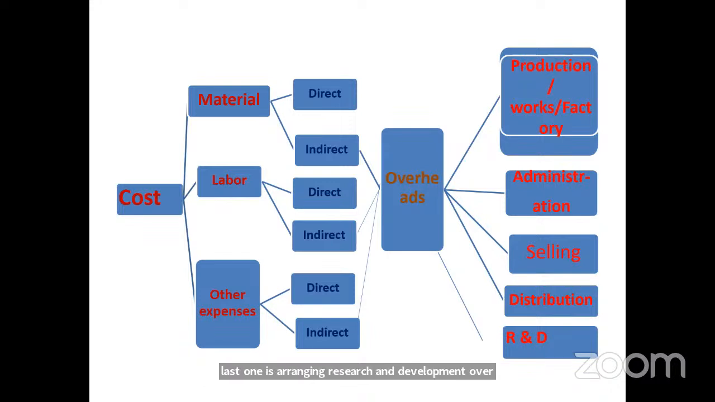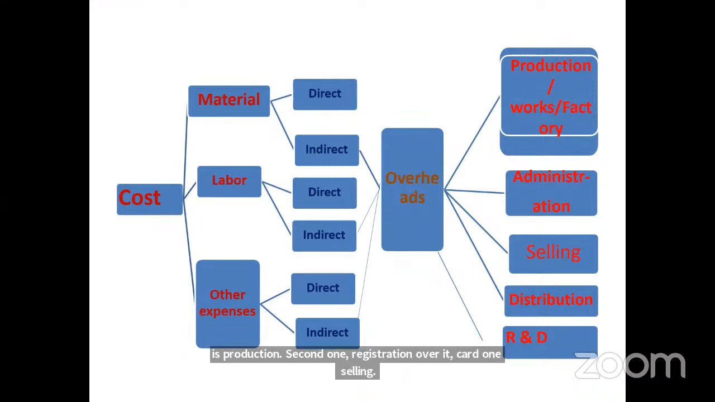Generally, whenever we are preparing the cost sheet, we consider the first 4 overheads, because R&D expenditures are not available in many cases. If R&D overhead is available, then we will consider it. So these are the 5 overheads. Please remember: the first one is production, second administration overhead, third selling, fourth distribution, and last one research and development overhead.